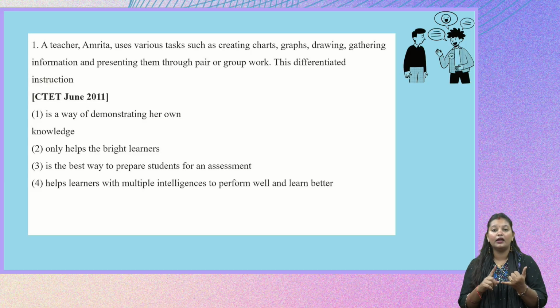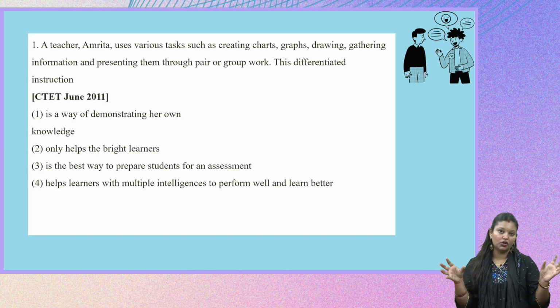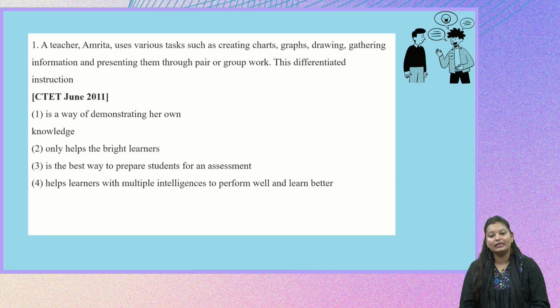Some of them are auditory learners, some of them learn better with visuals, some of them are kinesthetic learners. So when you try to relate that particular concept to the question in front of us, we can easily remove some of the options. This is not a way for the teacher to demonstrate her own knowledge. So the first option is gone.